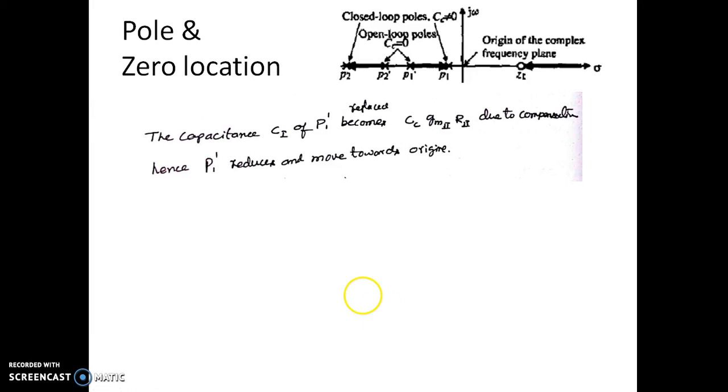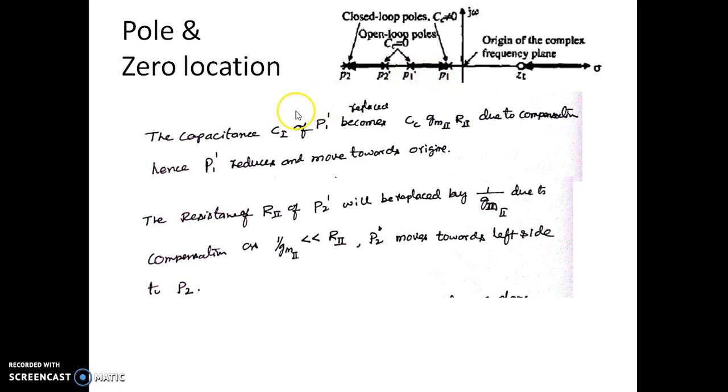So now you can see the pole and zero location. The capacitance C1 of P1 dash will be replaced by, so you can see P1 dash is actually given by 1 over R1 C1. So R1 remains the same for P1 dash also, but C1 is now replaced by Cc into Gm2 into R2 due to the compensation capacitance, and hence P1 dash reduces and moves towards the origin. Now you can see P1 dash is moving from this P1 dash to P1 now. So this is moving because the capacitance C1 is replaced by a larger value.